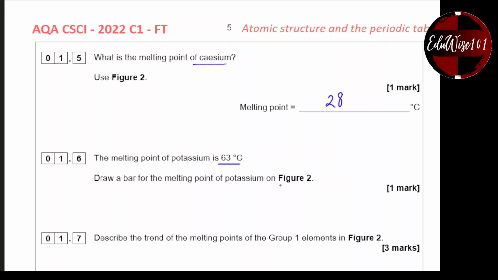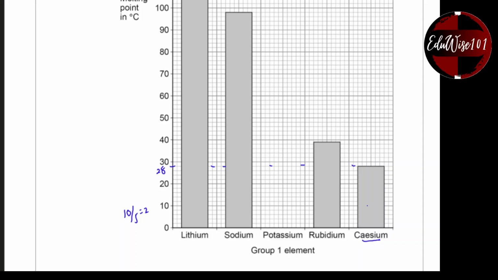The melting point of potassium is 63. Draw a bar for the melting point of potassium on figure 2. So going back to the graph, 63 should be about 1.5 boxes from 60, about there. So if I draw a box, and I'm leaving 2 boxes on each side, the same way that it's been drawn for the others. You can see for each of the bars, there's 2 boxes on each side. So that's 2 boxes left, and then it's about 1.5. That should be correct.